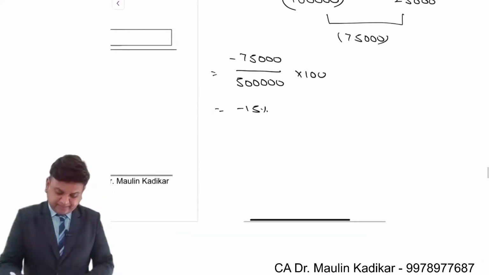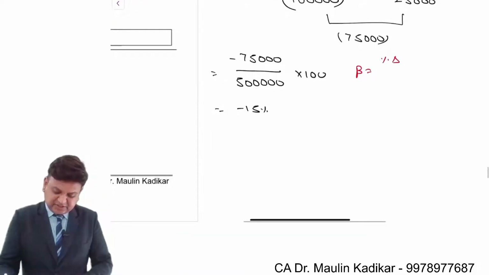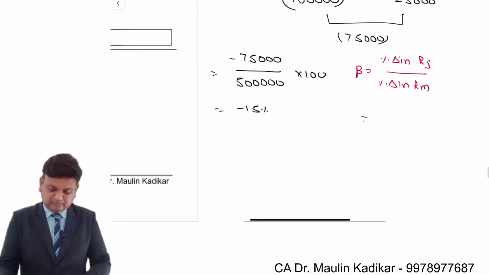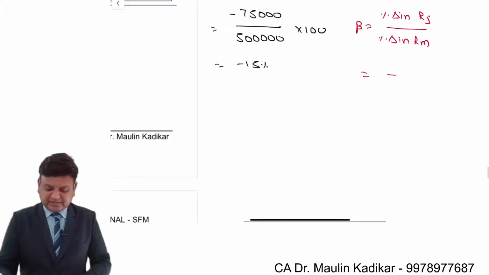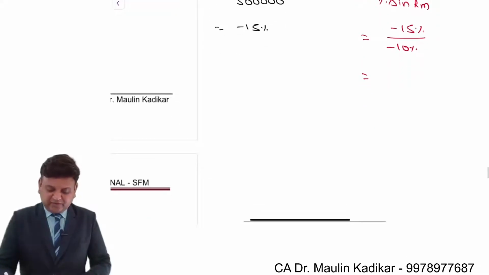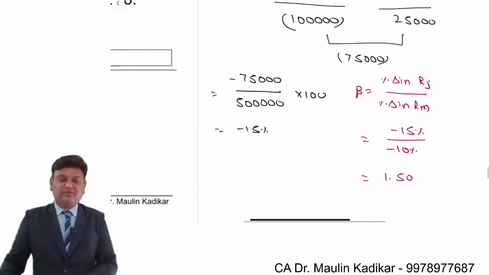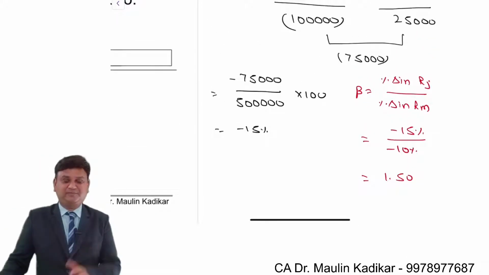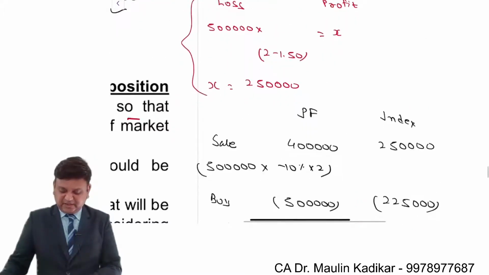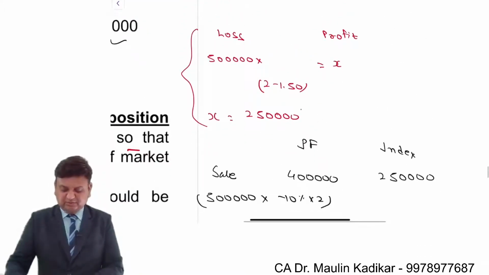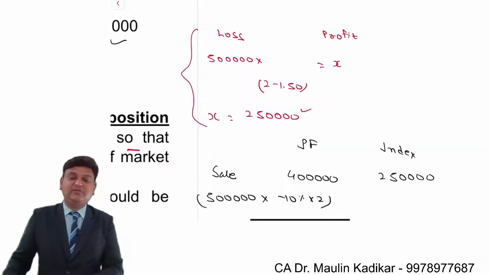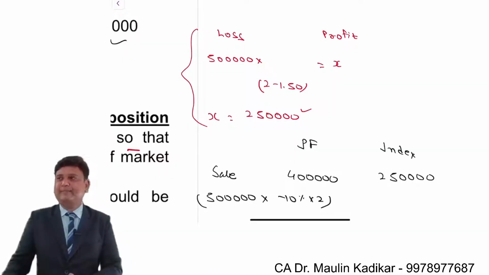We know that beta is the percentage change in RJ divided by the percentage change in RM. So in fact what happens is, when the market is falling down by 10%, overall my portfolio is having a loss of 15%. So in fact I am able to have the beta of 1.5 which I wanted to have. This is the way we understand that the 5 contracts, that is 2,50,000 in short, is the number of contracts in which I should enter.